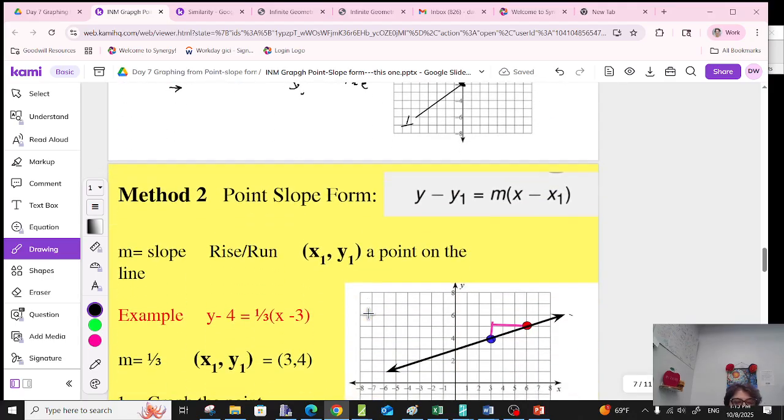Now, this is method 2. So now it goes this way. Okay. So now we're down here. So method 2, right?